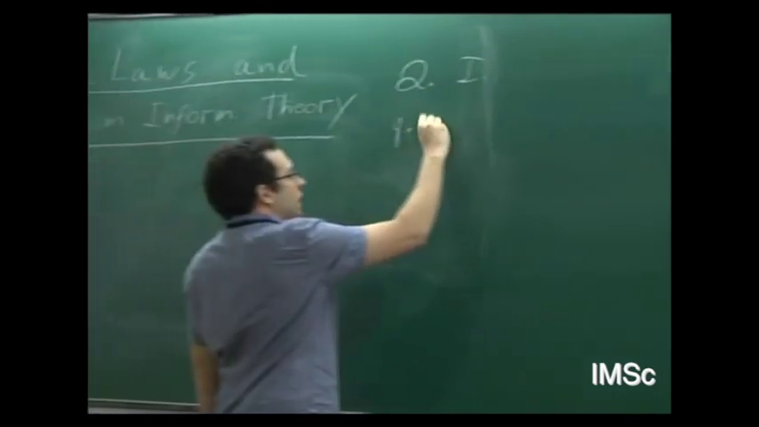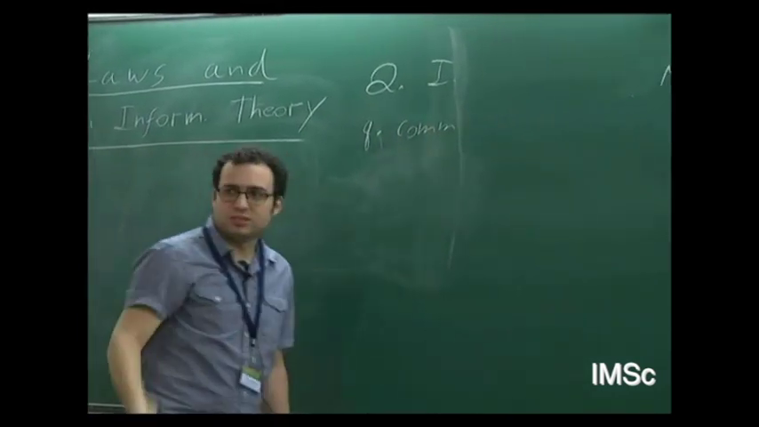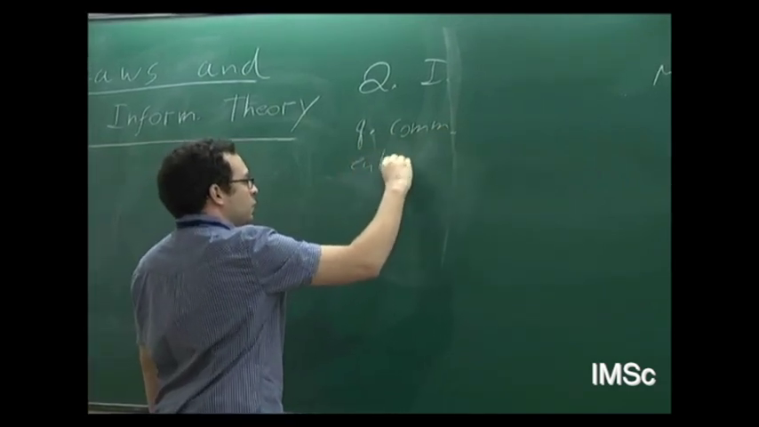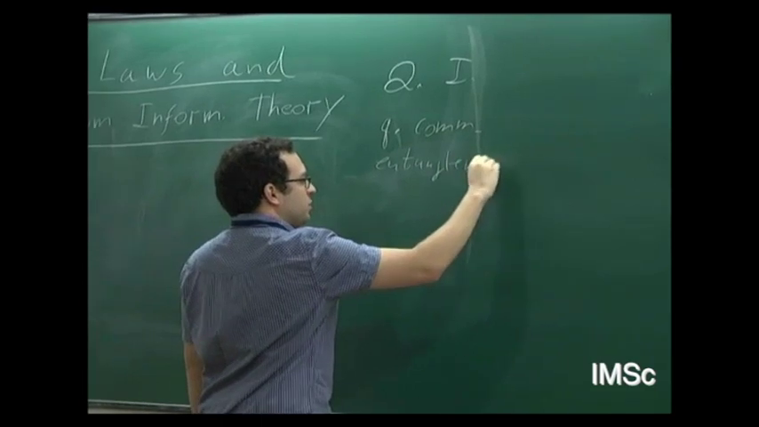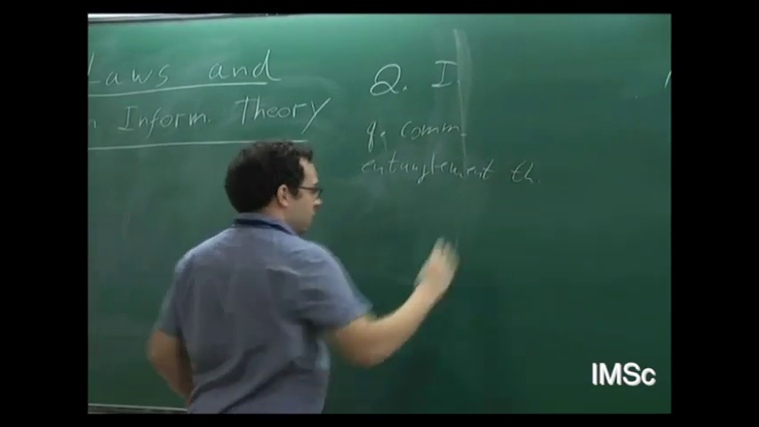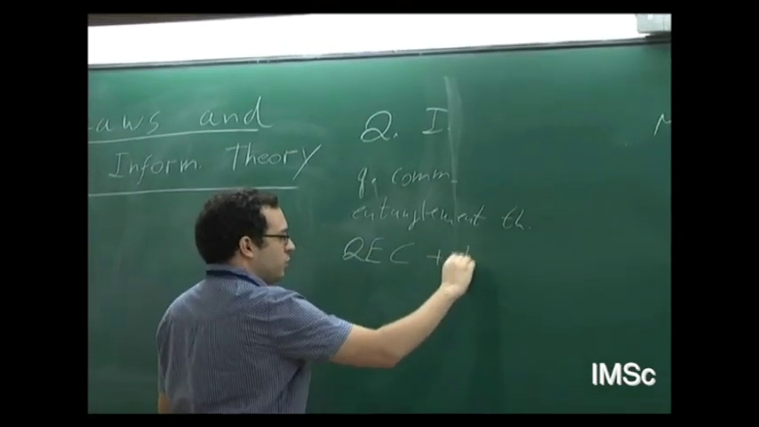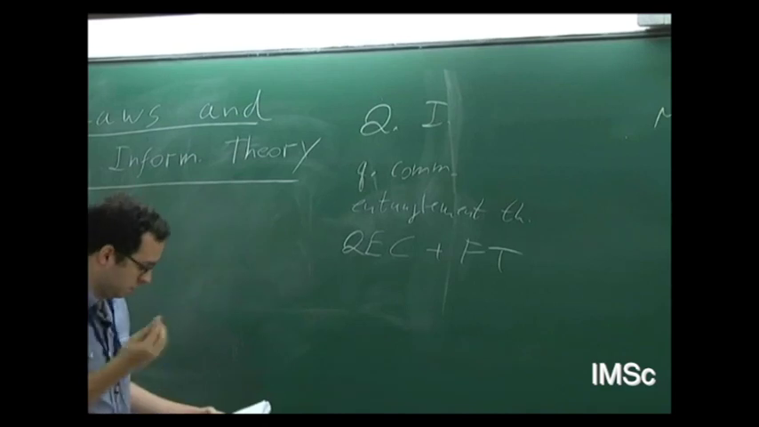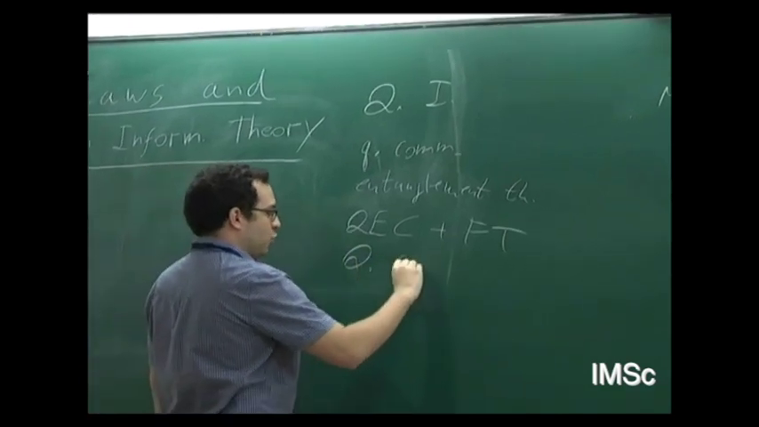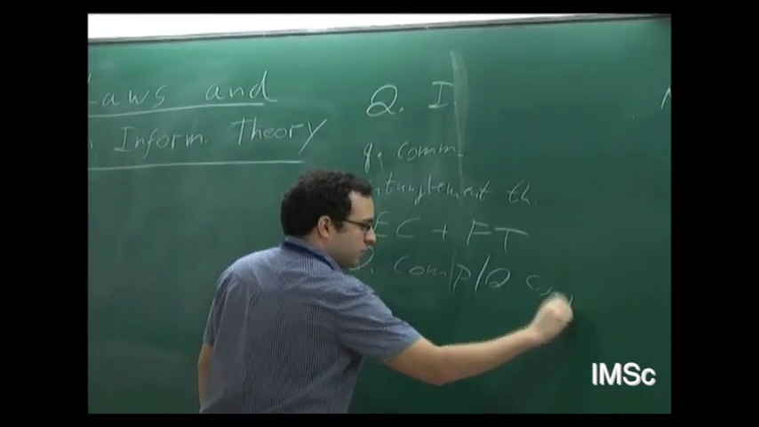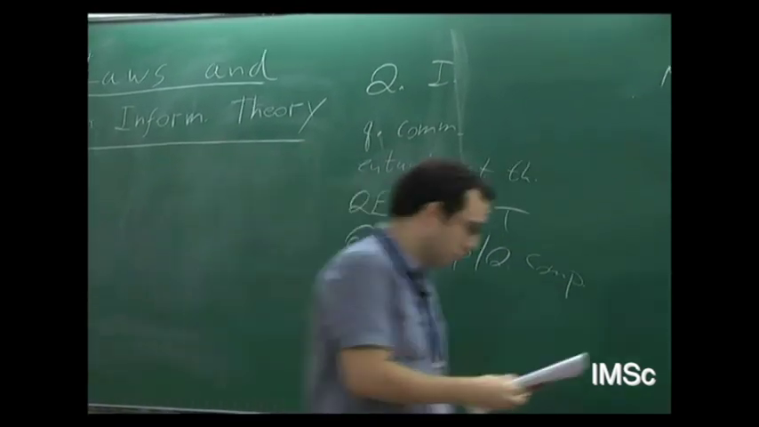So things that we like to study in quantum information theory are quantum communication, right? As Graham was telling us, entanglement theory. We like to understand entanglement as a resource. And I don't know, quantum error correction and fault tolerance and quantum computation and so on. Quantum complexity. So these are some of the things that we study in our field.